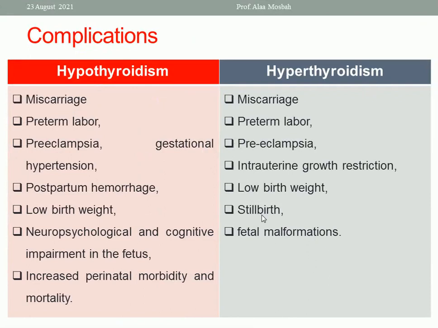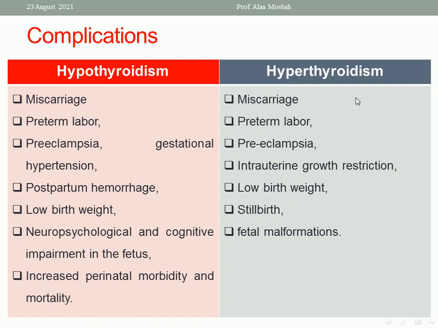What are the complications of hypothyroidism and hyperthyroidism? Starting with hypothyroidism: miscarriage, preterm labor, gestational hypertension, preeclampsia, postpartum hemorrhage, low birth weight, and neuropsychological and cognitive impairment in the fetus, which is very important and very dangerous, affecting the life of the infant later on. Increased perinatal morbidity and mortality. Also, long-standing morbidity in childhood with learning disability occurs as a complication of hypothyroidism during pregnancy.